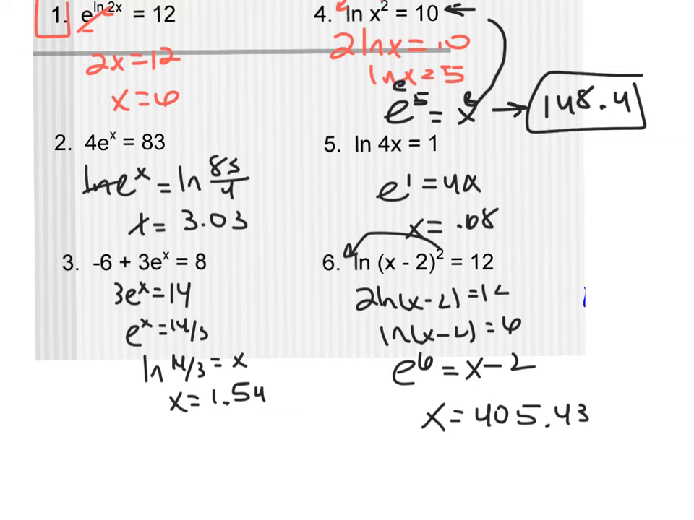All right, guys, hopefully you got 3.03 for 4, or for 2, sorry. Then 3 was 1.54. 5 was 0.68, and then 6 was 405.43. So feel free to check out my work. If you have questions, join my office hours.